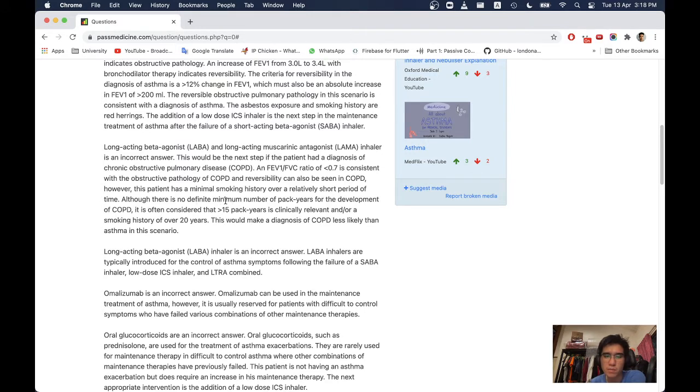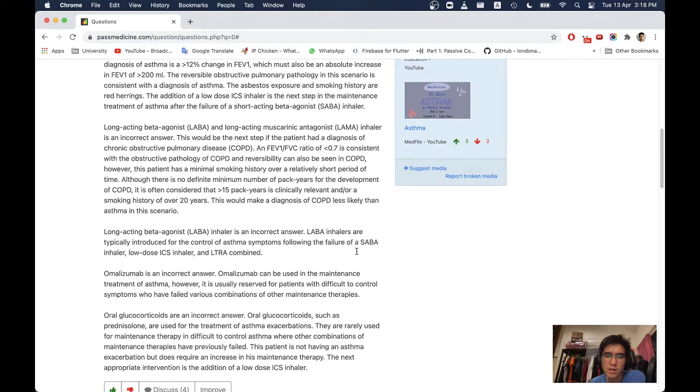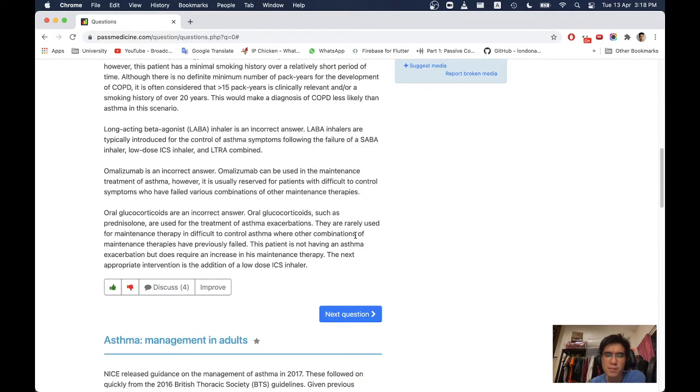Although there is no definite minimum number of pack years for the development of COPD, it is often considered that more than 15 pack years is clinically relevant and/or a smoking history of over 20 years. This would make a diagnosis of COPD less likely than asthma in this scenario. Long-acting beta-agonist LABA inhaler is an incorrect answer. LABA inhalers are typically introduced for the control of asthma symptoms following the failure of a SABA inhaler, low-dose ICS inhaler, and LTRA combined. Omalizumab is an incorrect answer.